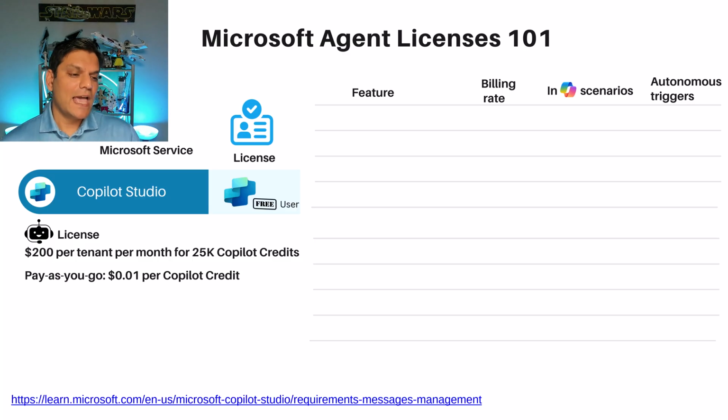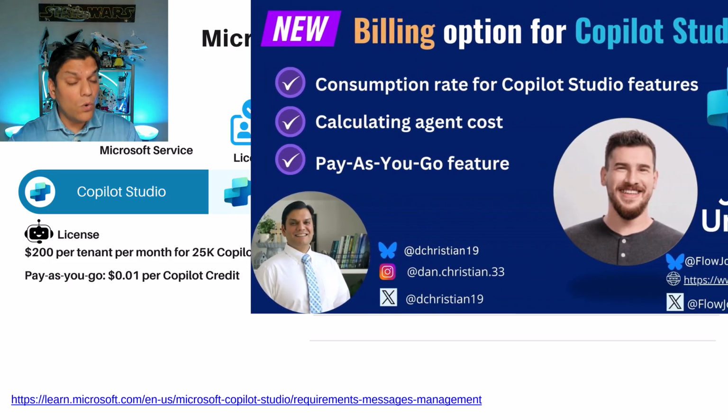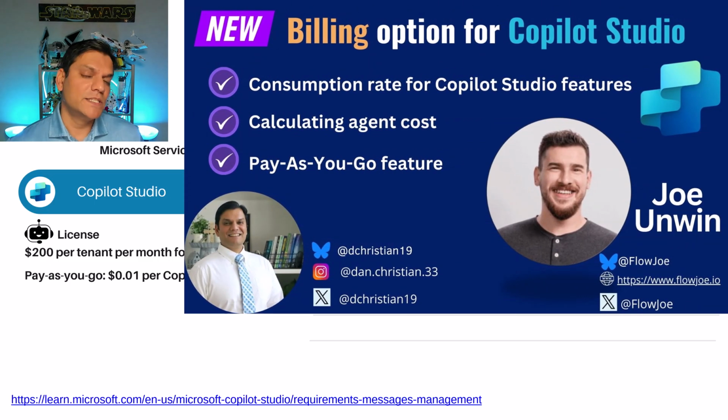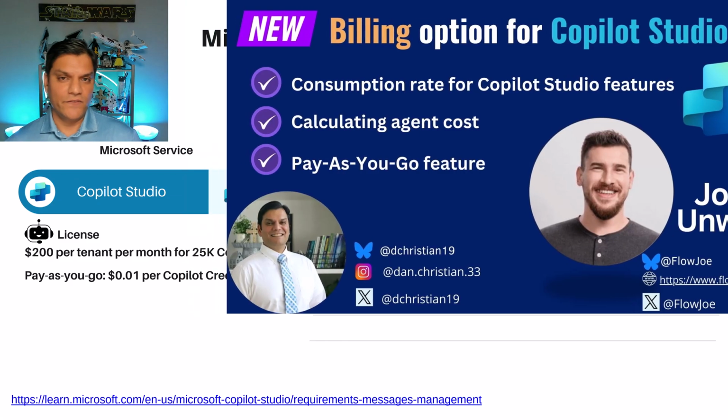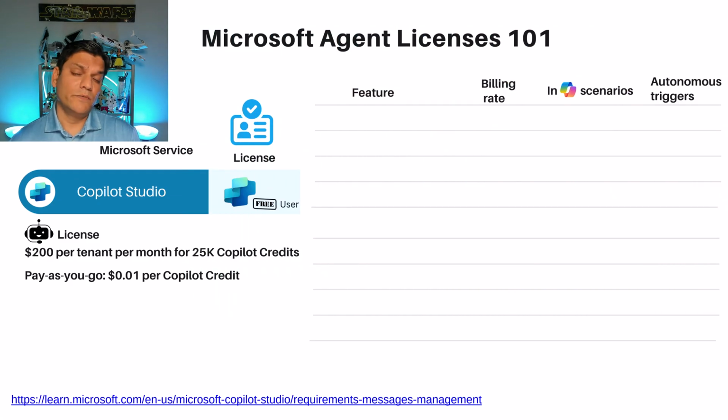So once again, as far as the Copilot Studio licenses, there are two options. There is the $200 per tenant per month, and what it does is it gives you 25,000 of those Copilot credits. The second option is pay as you go. For that one, it is 1 cent per Copilot credit. Now, I've done a whole video on this specific topic. If you want to further double click on what these credits are and the consumptions and everything, go watch that video. However, I'm also going to give you an overview over here.